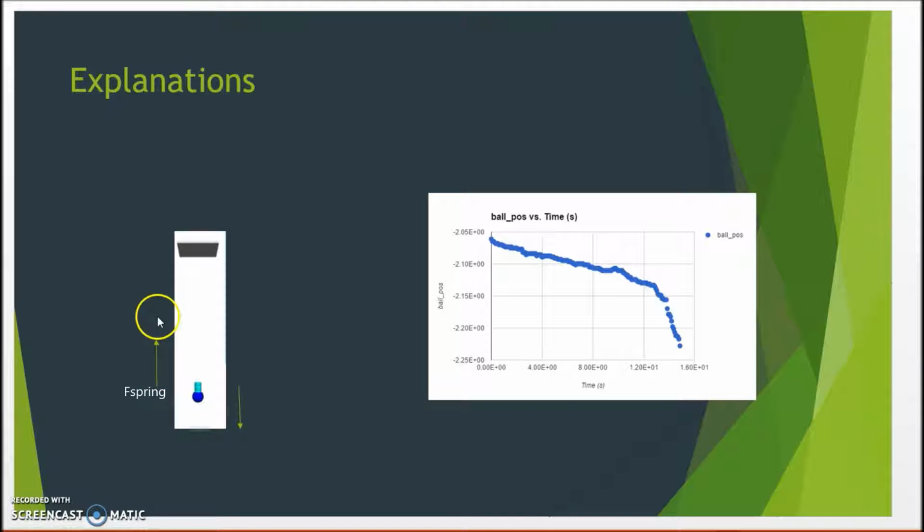So this is the upward force of the spring, and this is the downward force of gravity before and after the Slinky is released.